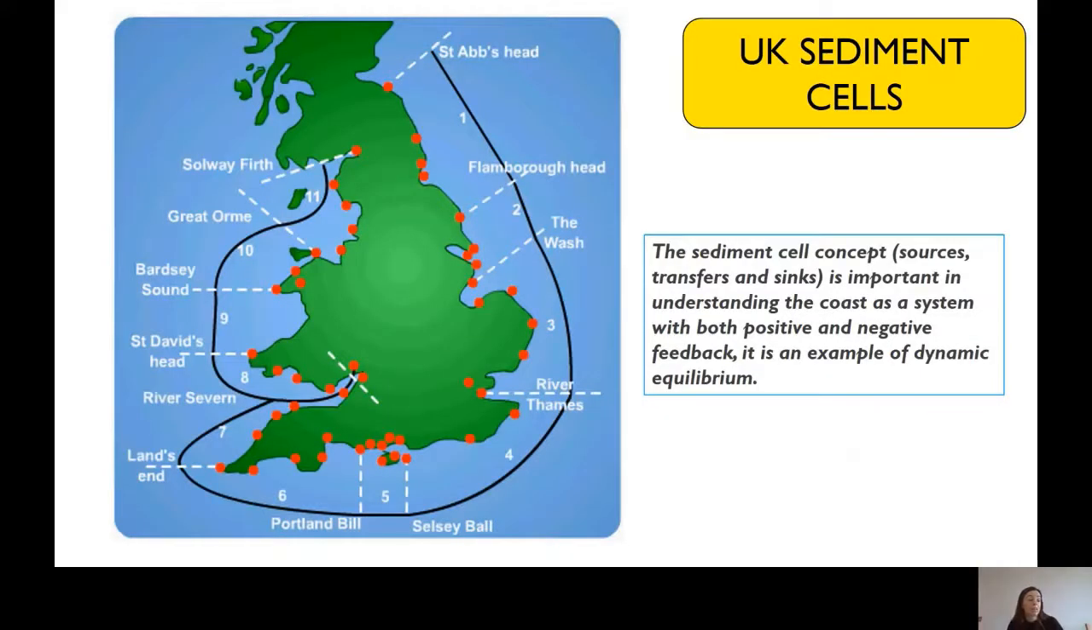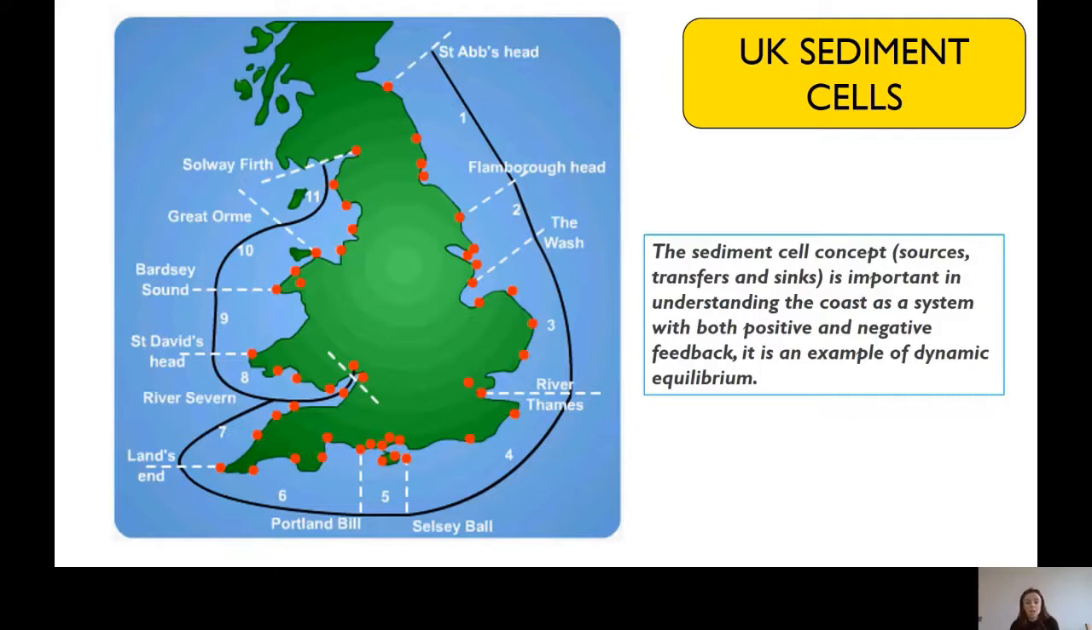Here we have on the screen now are sediment cells, and there are 11 sediment cells in the whole of England and Wales together. Sediment cells are called a dynamic system. They are dynamic because the sediment is constantly generated in the source region, for example, cliffs or rivers, transported through the transfer region, for example, longshore drift and waves, and deposited in the sink region, for example, a beach.